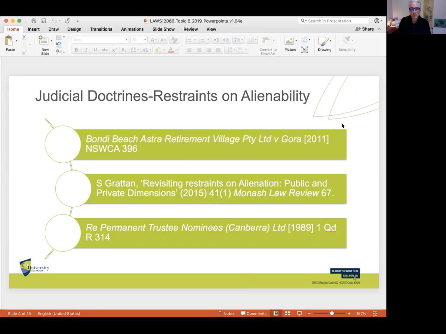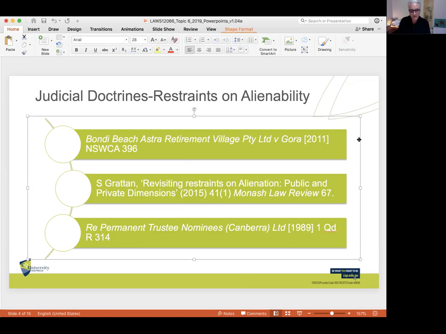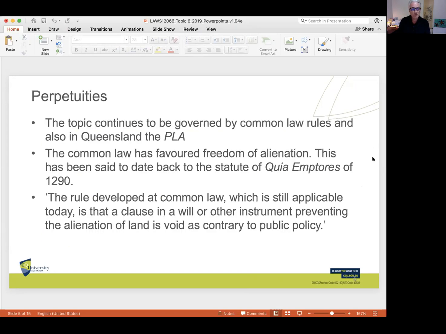So, we then move on to the idea of perpetuities. As I said earlier, this is an area that's governed by both common law rules and the Property Law Act in Queensland.